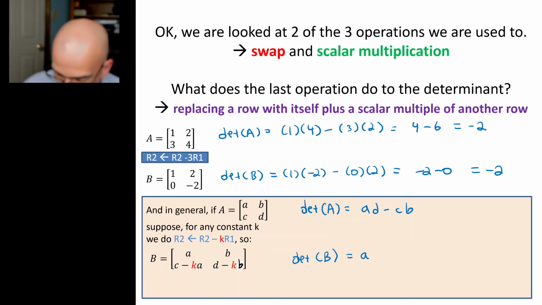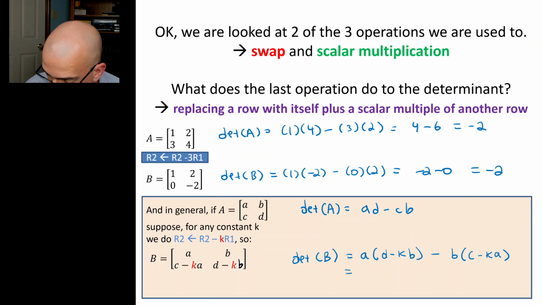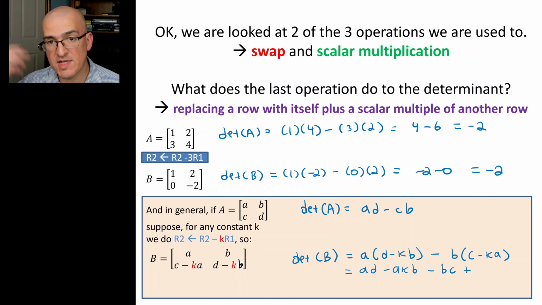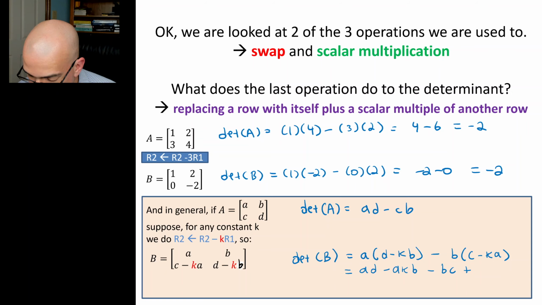It's down product, so A times D minus KB, minus up products, B times C minus KA. So I have AD minus, distributing through the bracket, AKB minus BC plus, negative times negative is positive, so that negative B is multiplying through the bracket, negative B multiplied by KA, so positive BKA.